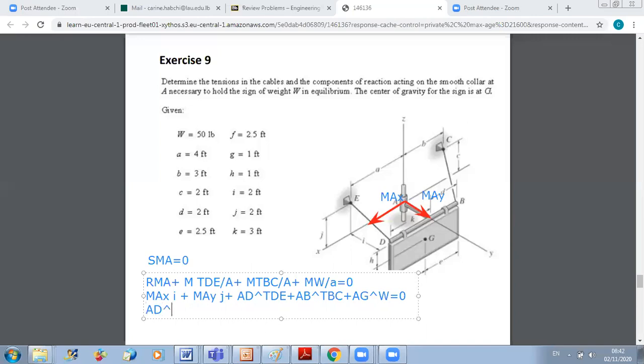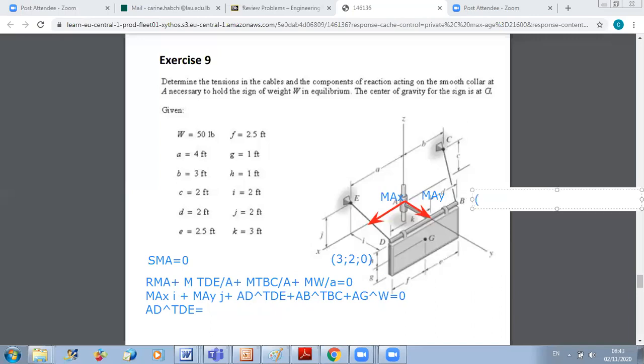AD vectorial TDE is equal to what? First, for point D, what were the coordinates? Let us write them again. So for point D, along X, it is 3, along Y it is 2, and along Z, 320. And for B, what were the coordinates? It's minus 2, 2, I think.